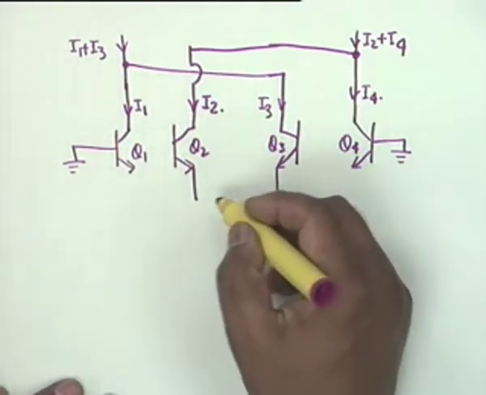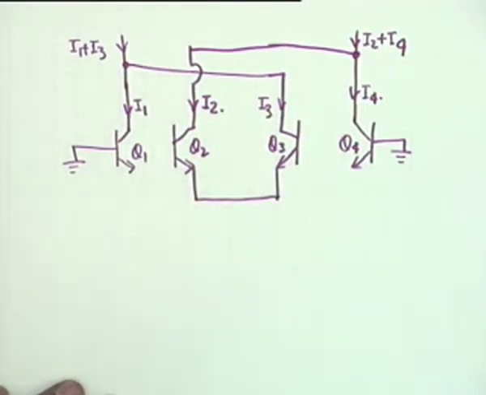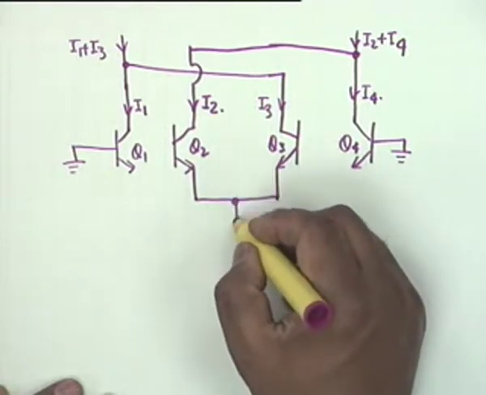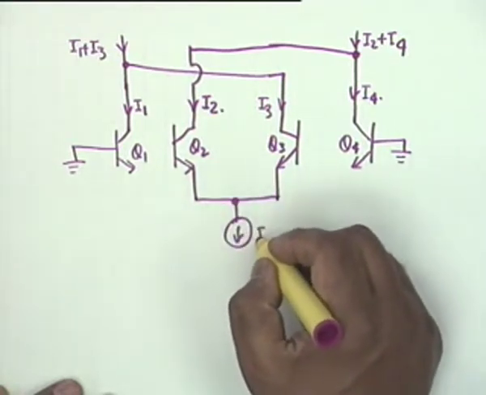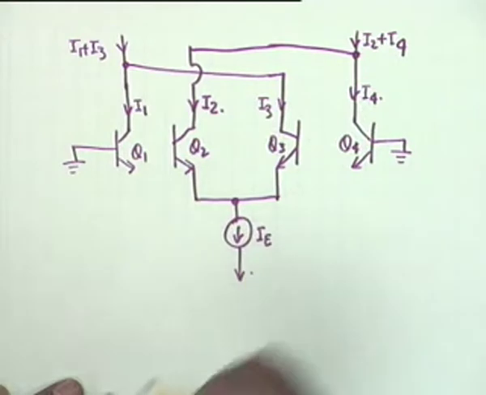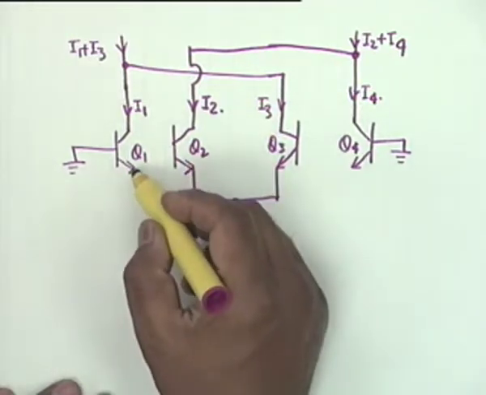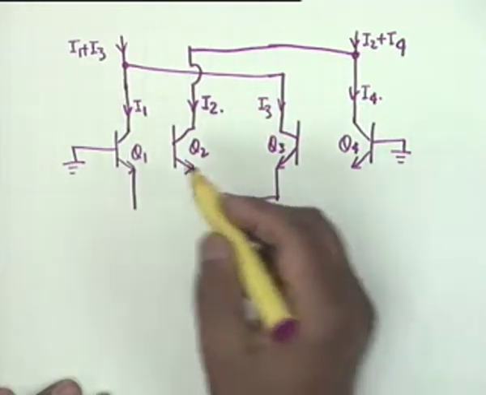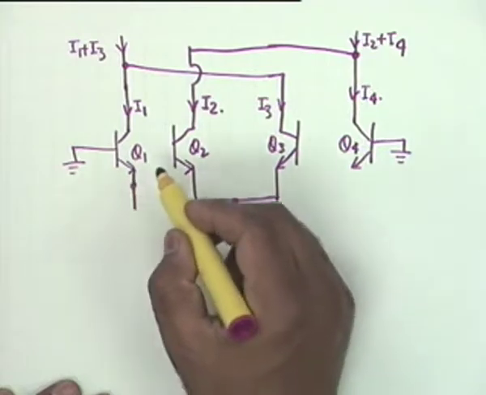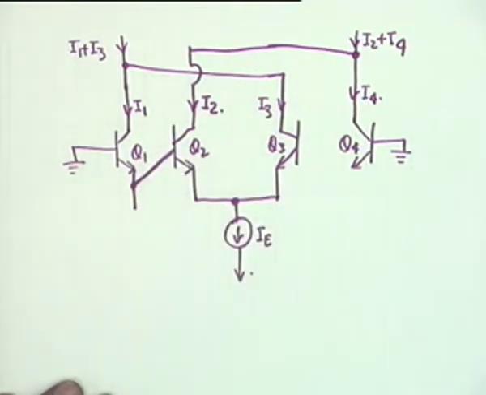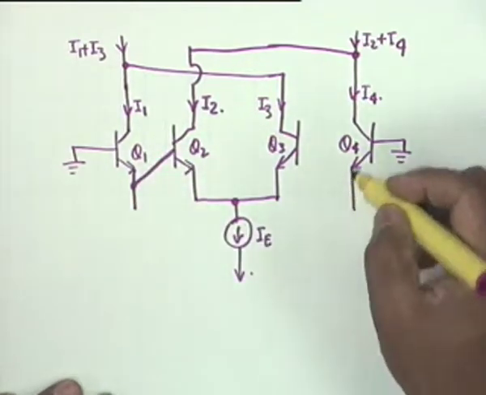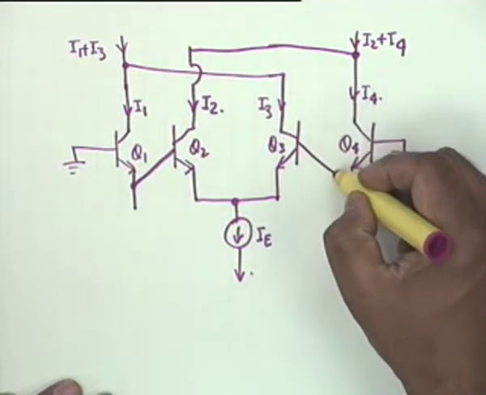It is a criss-cross type of connection. The two emitters are connected, and this is connected to a constant current generator I sub E. Now the connection between Q1 and Q2: Q1 feeds Q2, and Q4 emitter feeds Q3.